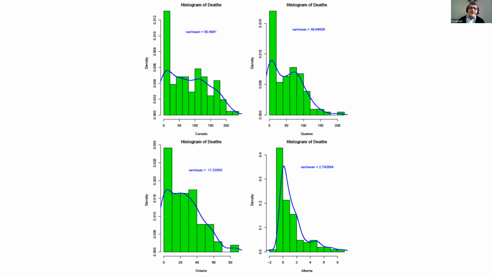Also, if we calculate the ratio of variance to the mean, for Canada we have 50, which is a very large number. This shows substantial overdispersion in the data. For Quebec, we have 39 or 40. For Ontario, we have 17, and for Alberta we have 2, which is not a big number. This rate in Alberta seems not so natural.